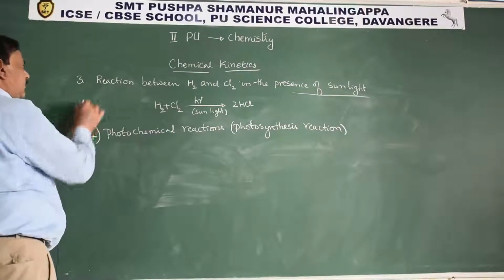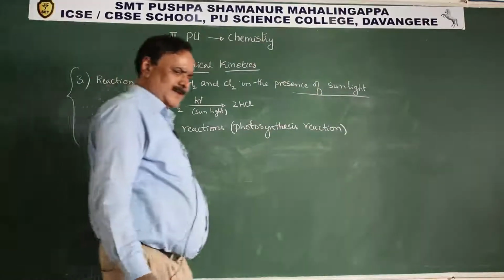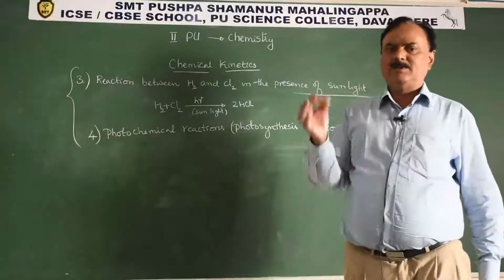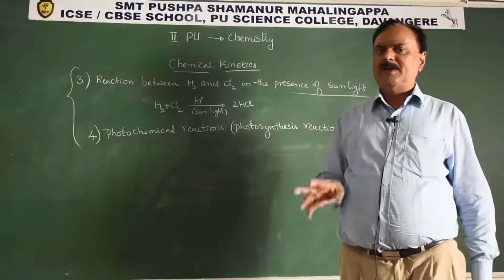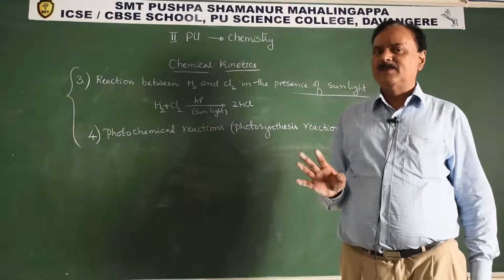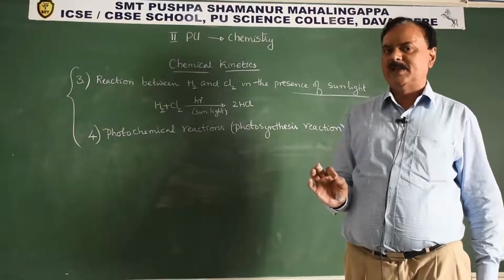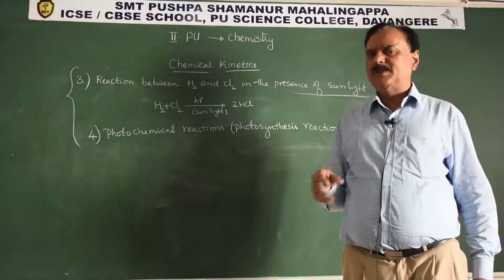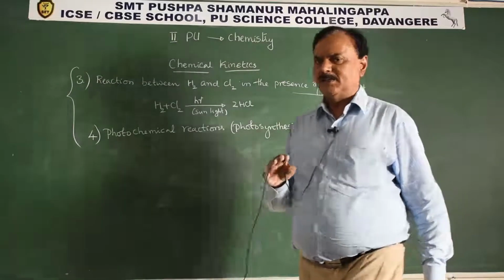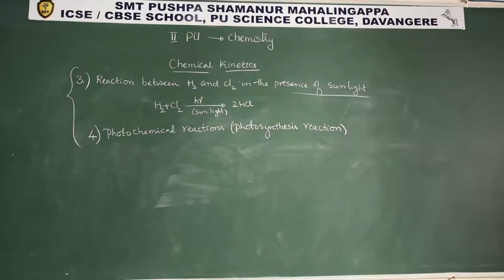Okay. Now, I mentioned examples: decomposition of gases on the surface of the metal, that is hydrogen iodide decomposition, ammonia decomposition, HCl formation in the presence of sunlight from hydrogen and chlorine, and photosynthesis reaction, that is production of food by means of green plants. That is a good example for zero order chemical reaction. Okay.